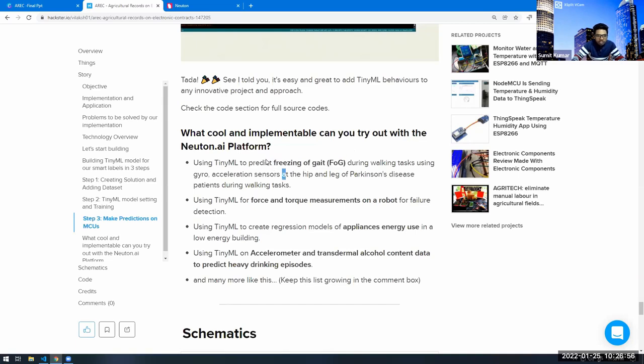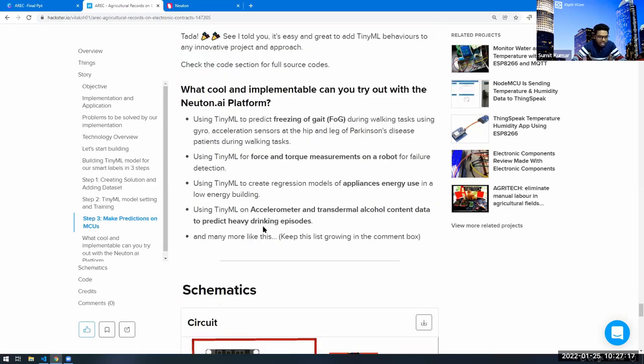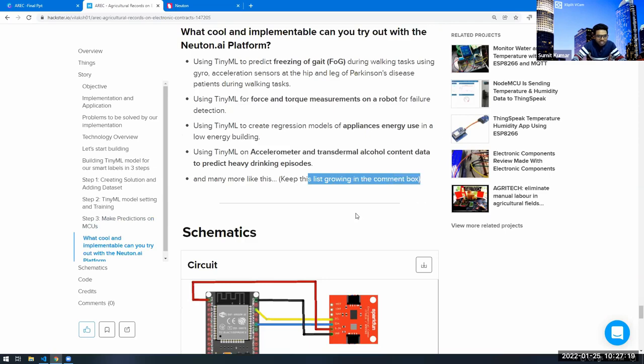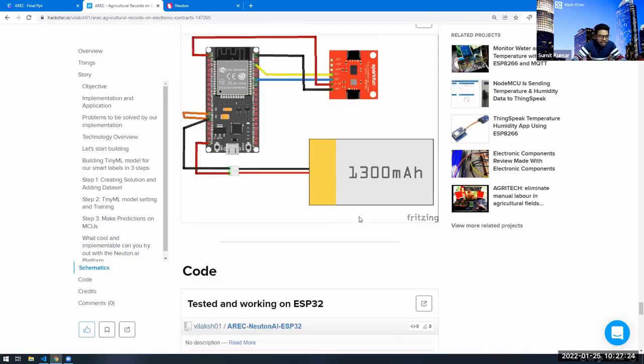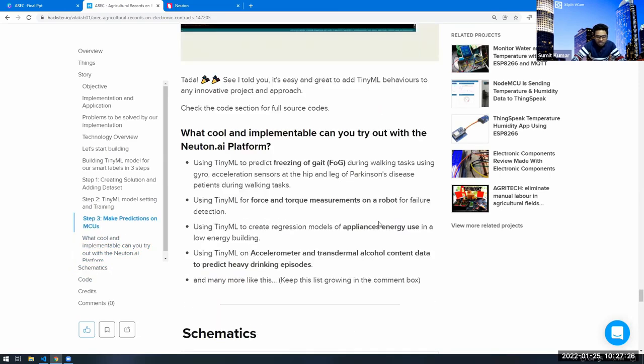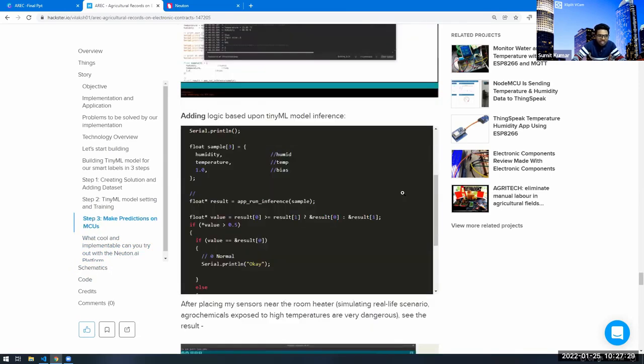You can use it for freezing of gait in Parkinson's disease. That's a very good use case, using the accelerometer and the gyro sensor on the hip and leg. Or force and torque measurement on a robot for failure detection, appliance energy use, or alcohol content to predict heavy drinking episodes, and many more like this. You can keep this list growing in the comment box so that I can also be inspired and try to work on some new models. It would be very cool, so just grow this list.